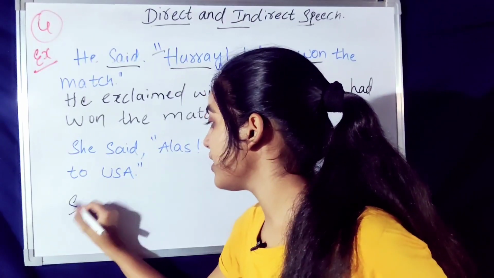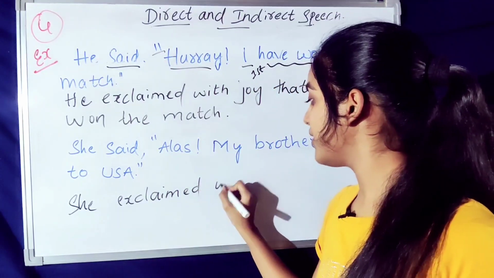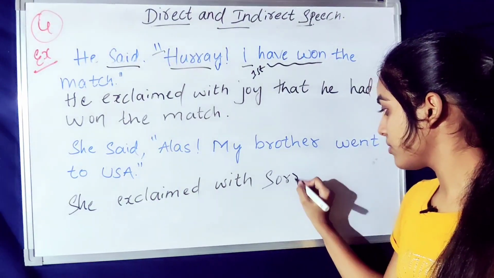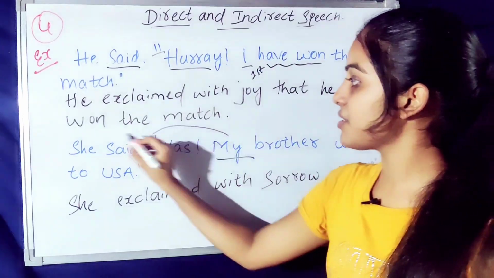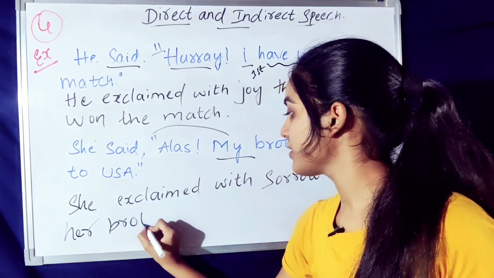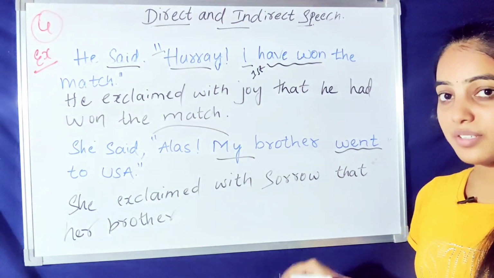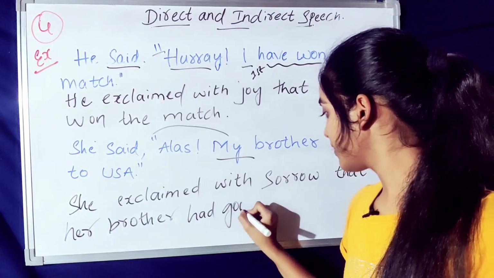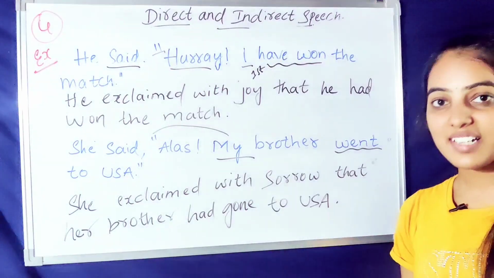Now this. She said, alas, my brother went to USA. Tell me, she exclaimed with sorrow, as alas tells about sorrow, that. My refers to her, that her brother went. This is simple past, change it to past perfect, had plus V3, had gone to USA. Okay, is it clear?